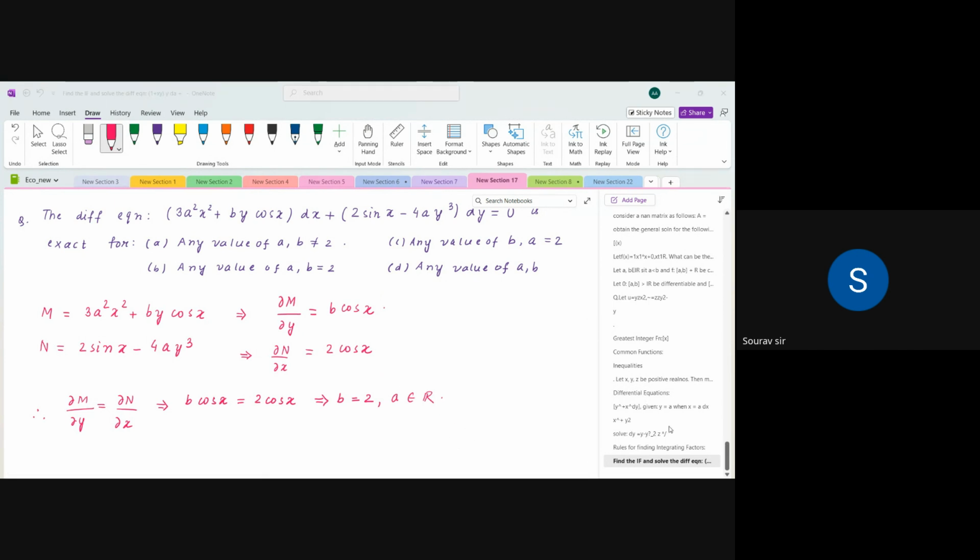So which option is matching? Correct. Option B. Because you are not getting any restriction on a, right? Exactness does not depend upon it, so to say. So I can basically take any possible value that is feasible. All right. Is it fine with all of you? Any questions? Okay. So let's move on to the next one.